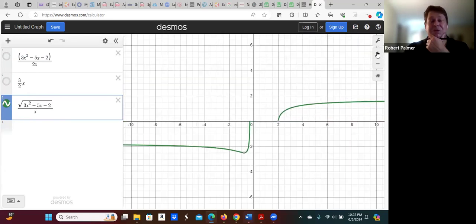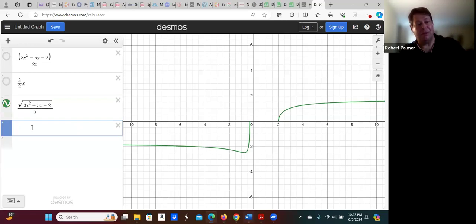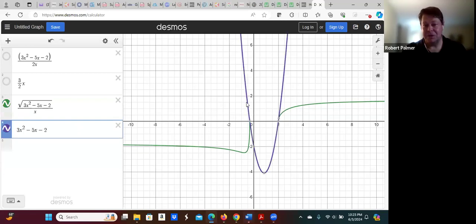You can't see anything yet, but as we'll see, this is what we get. One thing that's interesting here is there's a gap in between. That gap is where our polynomial 3x squared minus 5x minus 2 is actually negative, and of course, you can't take the square root of a negative number. I can prove that by plotting it. See, the blue line, which is just the polynomial, where it's below 0, where it's negative, lines up with that perfectly.